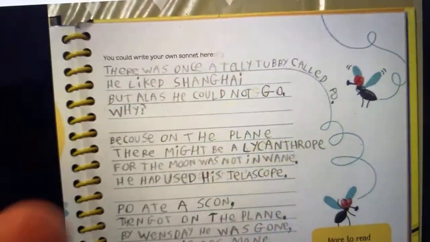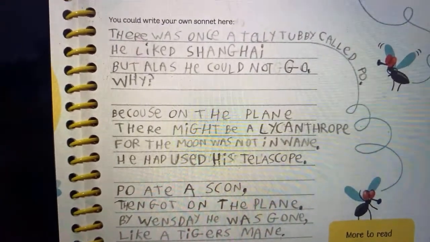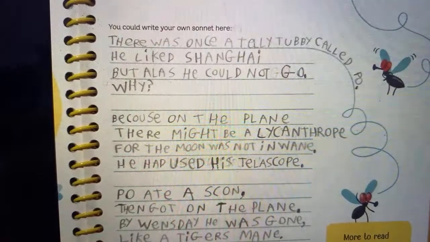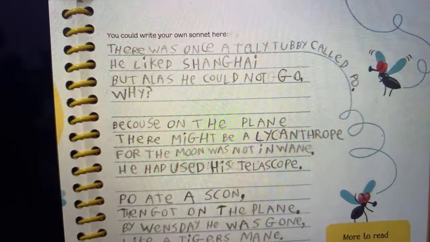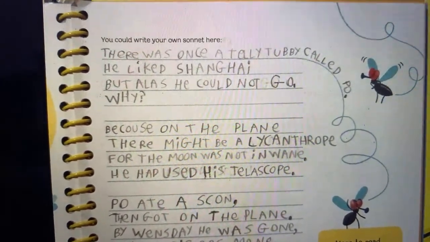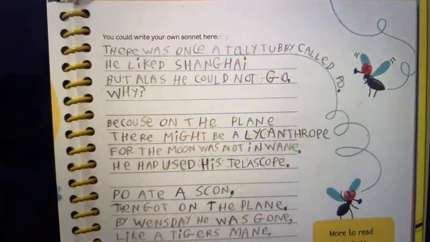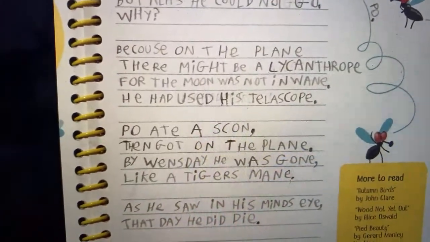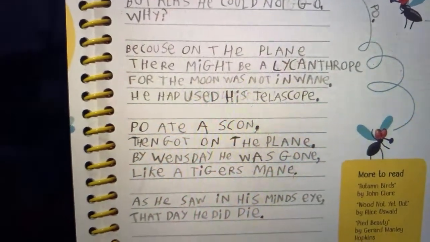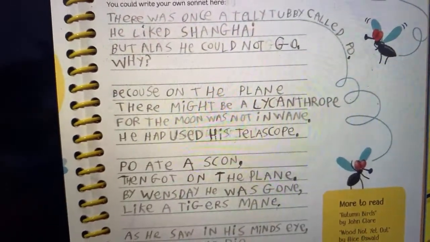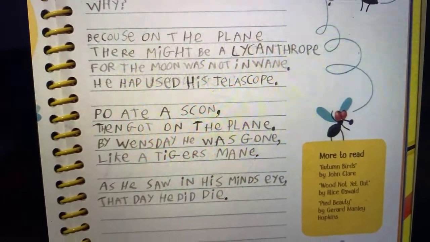There once was a... so it's a bit limerick-esque, right? There once was a Teletubby called Poe. He liked Shanghai, but alas, he could not go. Why? Oh, that is beautiful. Oh, do you know what? I love that you didn't know about iambic pentameter. This is so much more interesting, isn't it? That rhythm. Because on the plain, there might be a lycanthrope. A lycanthrope? For the moon was not in wane. He had used his telescope. God, this is brilliant. I'm embarrassed that I don't know what a lycanthrope is. Am I saying it right? Poe ate a scone, then got on the plain. By Wednesday he was gone, like a tiger's mane.